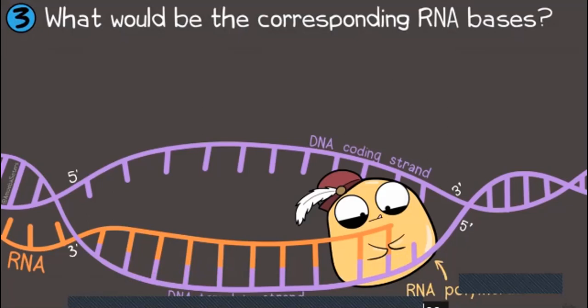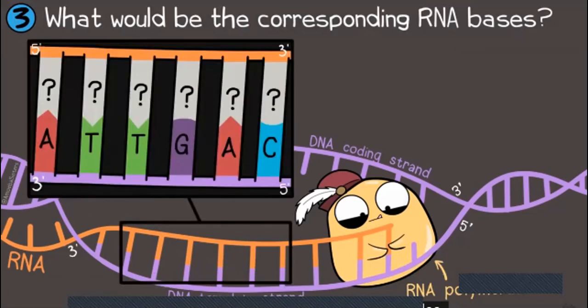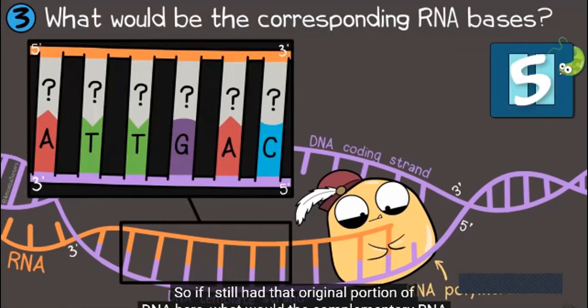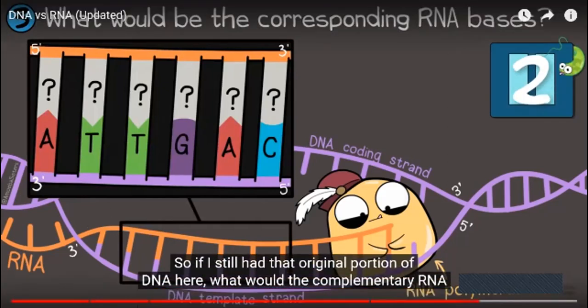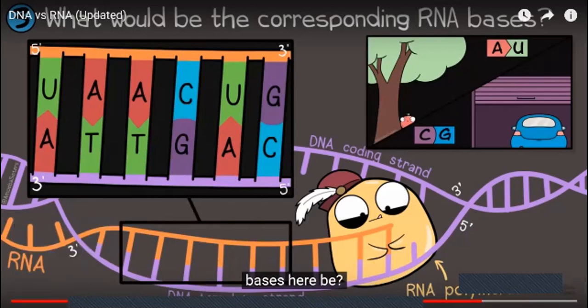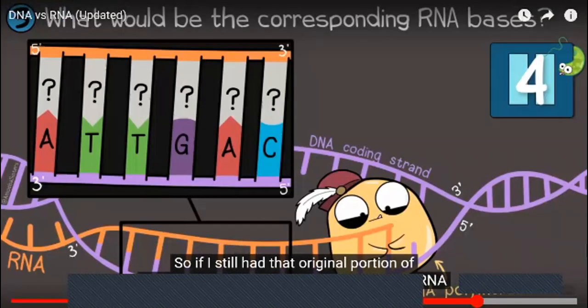Question 3. In a process known as transcription, a complementary RNA strand called messenger RNA has to complement the DNA. More about that in our protein synthesis video. So if I still had the original portion of DNA here, what would be the complementary RNA bases? Second question of mine. If this is the strand of DNA, what will be the complementary RNA base?